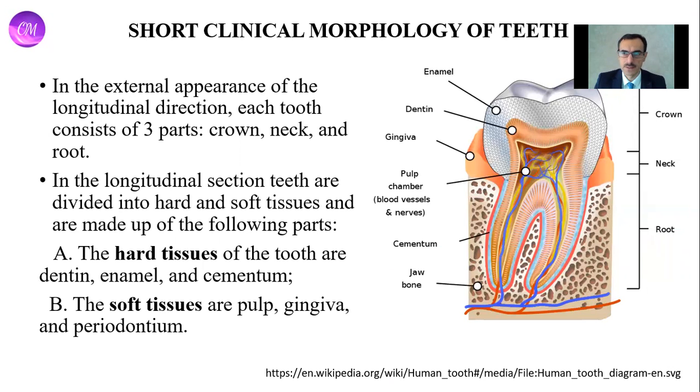2 incisor, 1 canine tooth, 2 premolar, and 3 molar teeth. In the external appearance on the longitudinal direction, each tooth consists of 3 parts: the crown, here you see the neck, and the root that is directly located inside of the bony structure. And you know from the histology course that there are 2 types of the dental tissue: the hard tissues that include the dentine, enamel, and cementum, and the soft tissue, the pulp, gingiva, and periodontium.